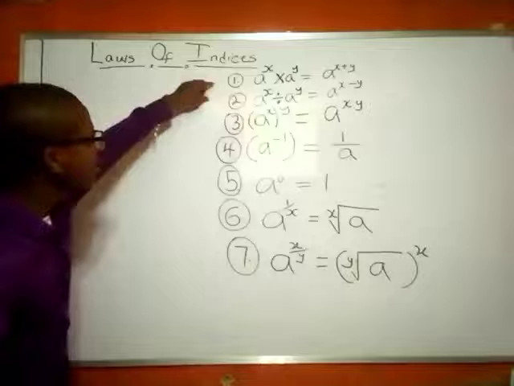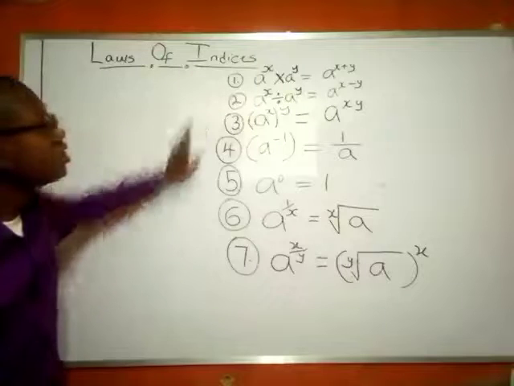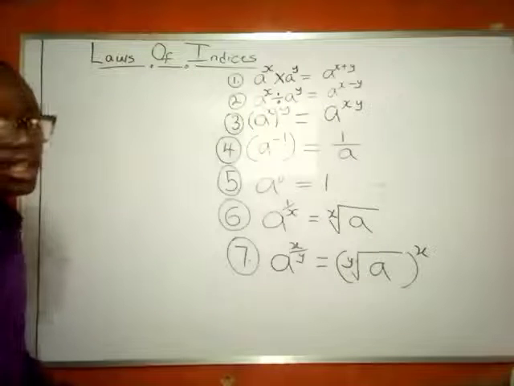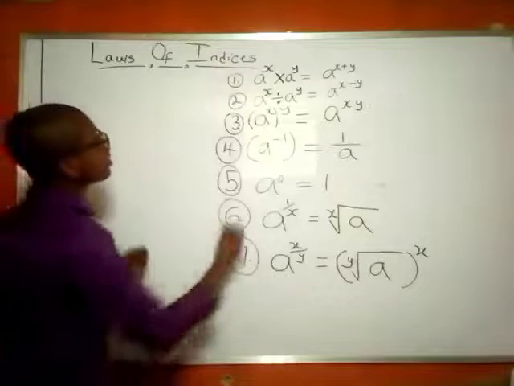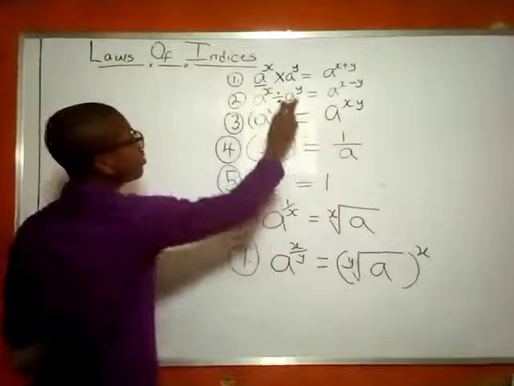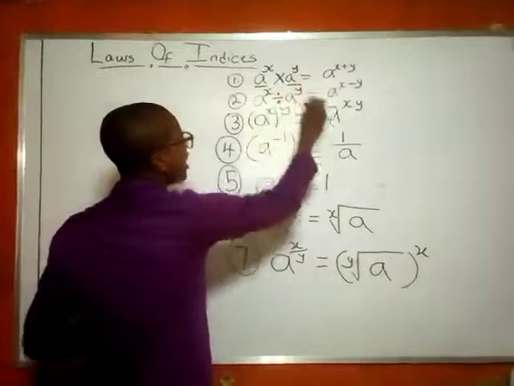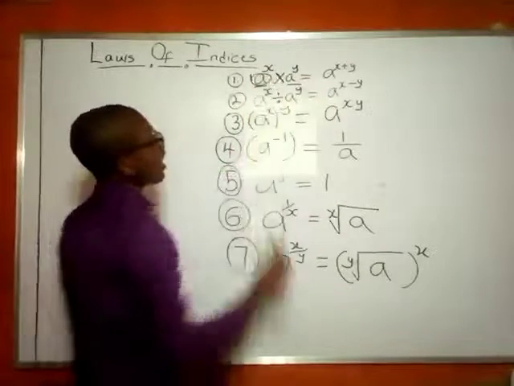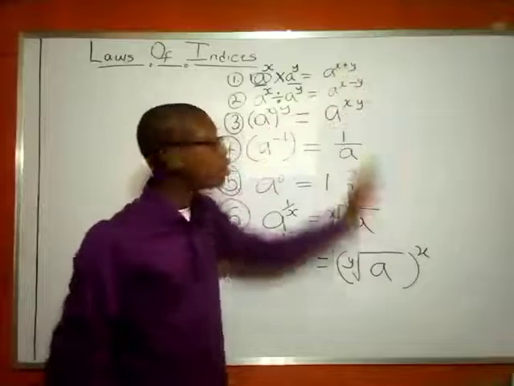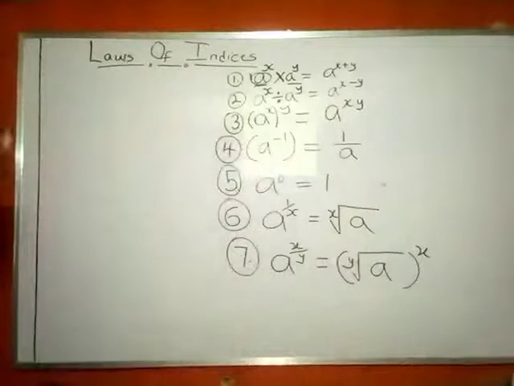So I have here the 7 laws of indices, which we are going to be explaining and looking at their application. The first law says that a raised to power x multiplied by a raised to power y will give you, pick one of the base, and you get a raised to power x plus y. So that's the first law.